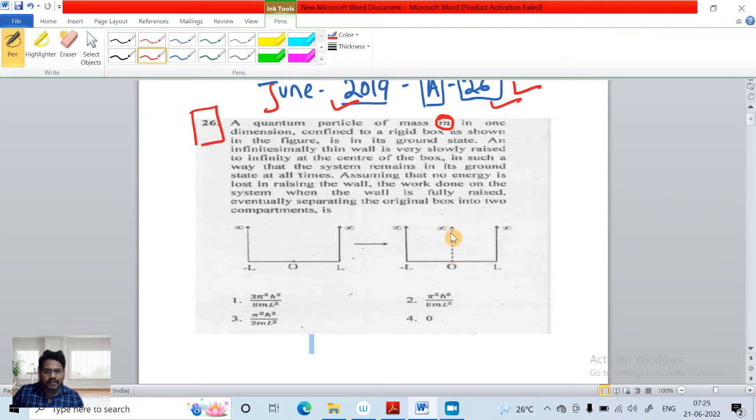That means the height of this thin wall is infinity. Then you have to find out, actually you raise this wall in such a way that the system remains in the ground state. The system remains in the ground state, and then you have to find out how much work is done to separate this box into two compartments by raising this infinite wall.